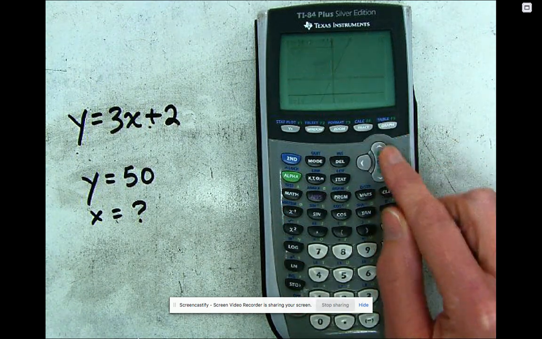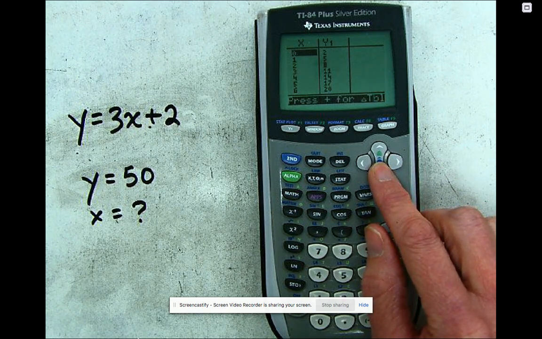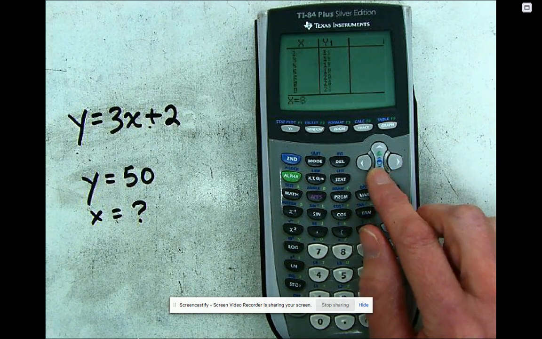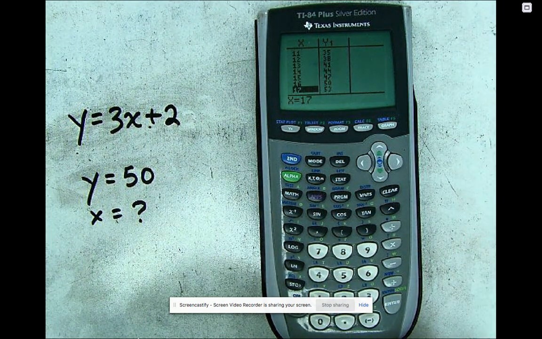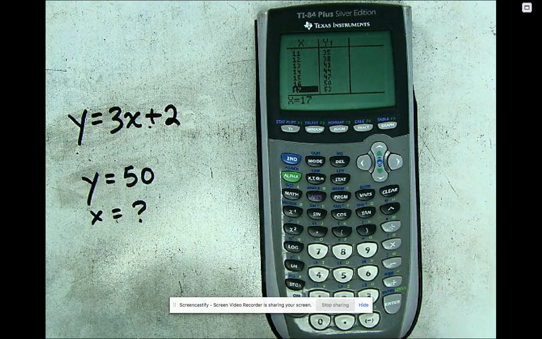I could also go to the table. I'm scrolling down and I want to know what x has to be when y is 50. And here I'm getting 50, okay? All right, I'm going to give you one to try.